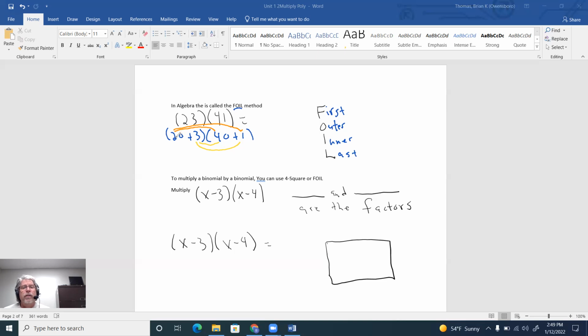So what I'm doing again is, the first terms is the 20 times the 40, which would have been 800. And then 20 times 1 would be a positive 20. And then I move to the inner terms. 3 times 40 would be 120. And then 3 times 1 would be positive 3, or 3. So then we add all this together, and 800 plus 120 again is 920, plus 20 is 940, plus 3 is then 943. So we get the same answer, just organizing it different.